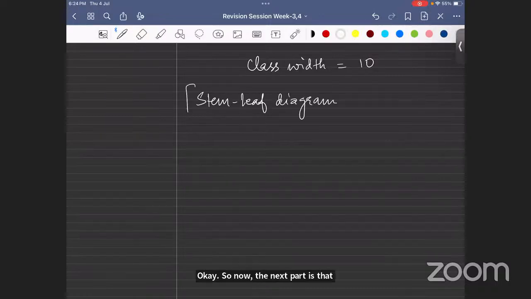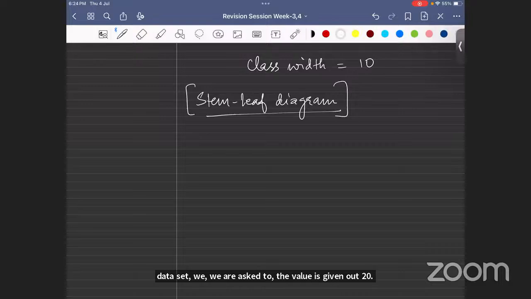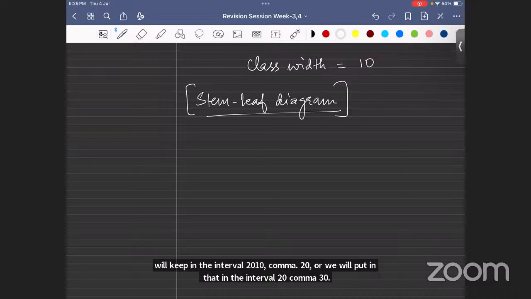Sorry to interrupt in between, sir. I have a small doubt here. Suppose in the data set the value given is 20. Will we keep it in the interval 10 to 20, or in the interval 20 to 30? Which interval will we put it in? I often get confused in this.